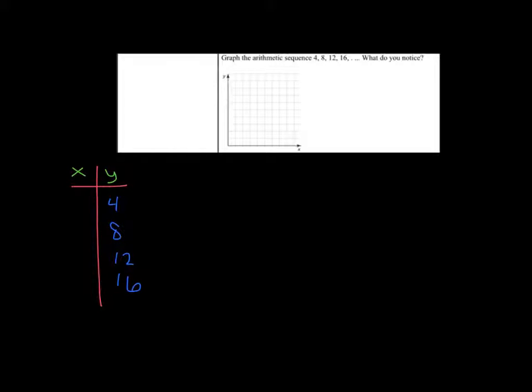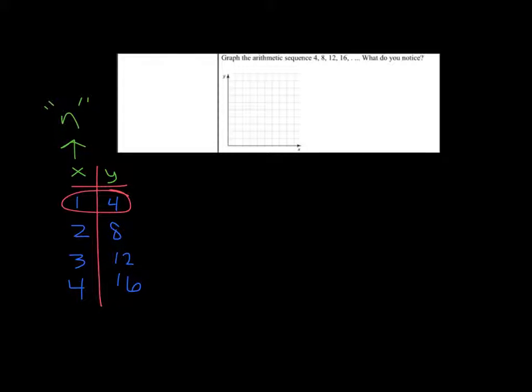Then, just like on the last table, remember the x value, that's n, which is really just the position of the number in the sequence. So 4 is the first term in the sequence. 8 is your second term in the sequence. 12 is your third term in the sequence. And 16 is your fourth term in the sequence. Now you have an ordered pair that you can graph.